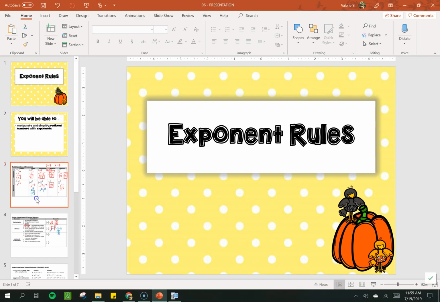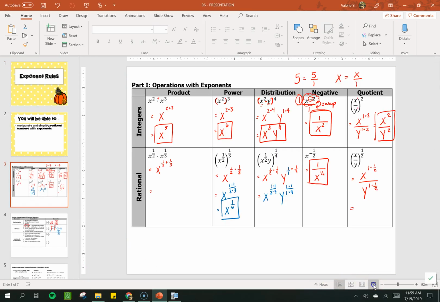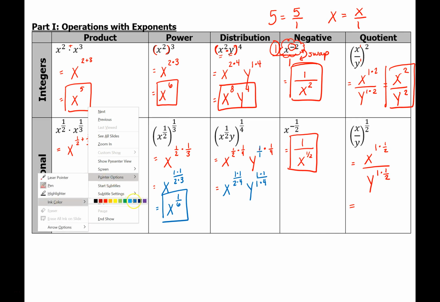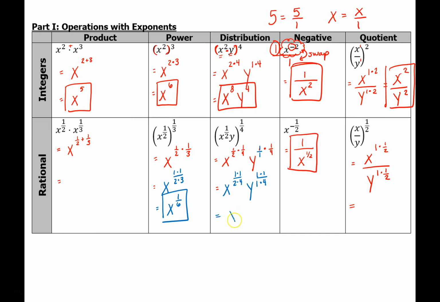Okay, so then let's keep going with that, simplifying it to finish up. I've got to change my pen color again. Okay, so to finish up, that's x to the 1 over 8, y to the 1 over 4. Again, next class we'll have more to do with those fractions, but for now we are done.